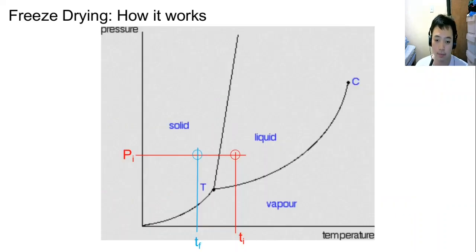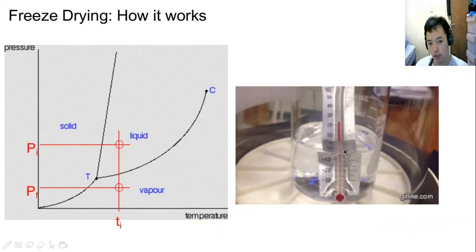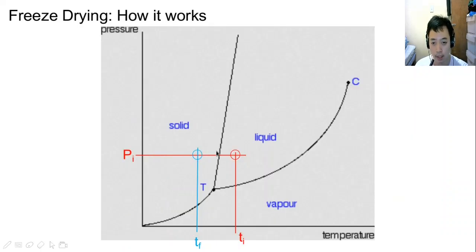So in freeze drying, the product starts with liquid water and it is frozen first. So the initial temperature moves to the left and the final temperature makes it solid. Pressure is still atmospheric, still ambient. Same thing happens with ice, except instead of liquid to vapor, it will be solid ice to vapor.